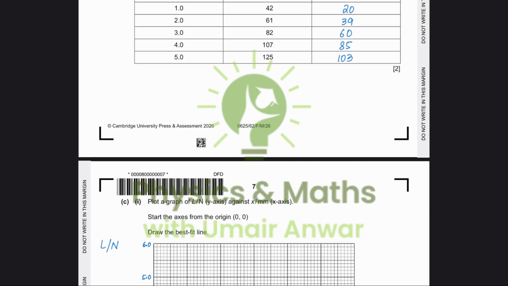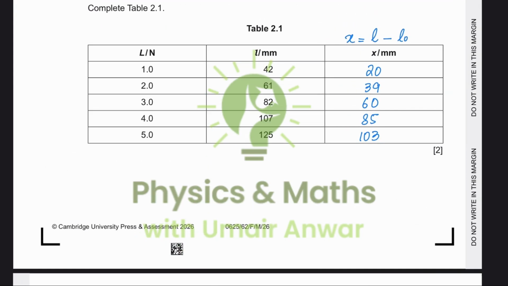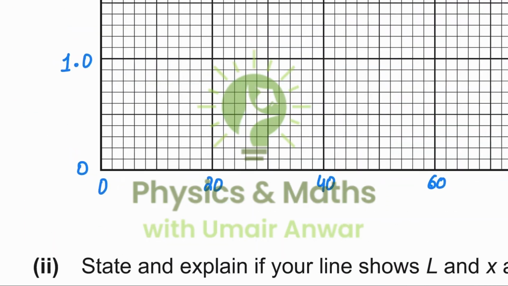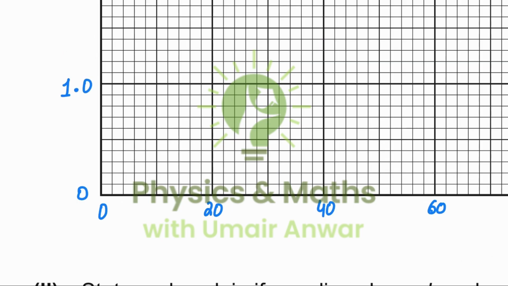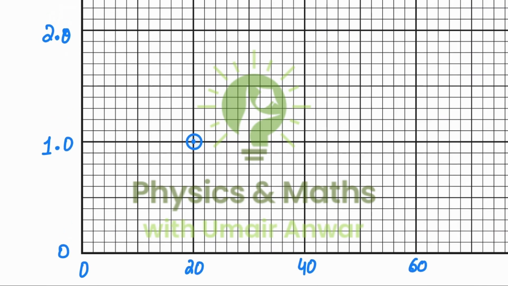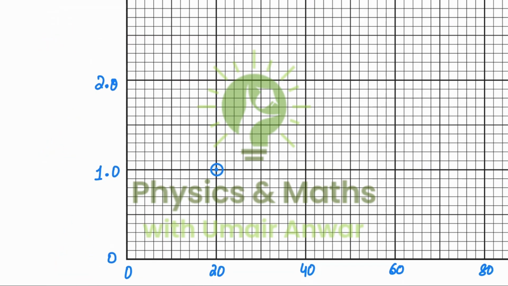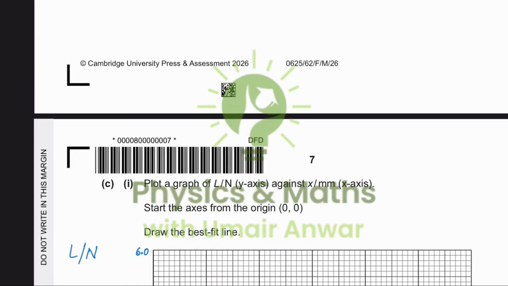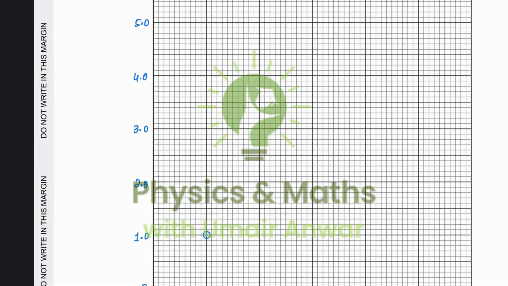Now, the third thing is we have to plot all the points. So the first one is 1 and 20. If we are plotting a point, one way of plotting is that we make a thin dot and then encircle it to highlight the point. That's where it is actually marked. The second thing that we could do, we could make a cross with a very thin pencil showing each and every point. The second point is 2 and 39.